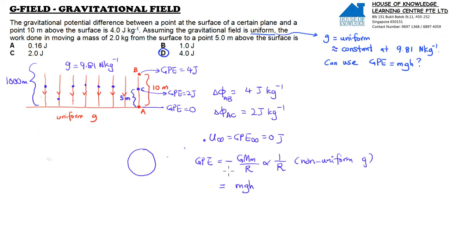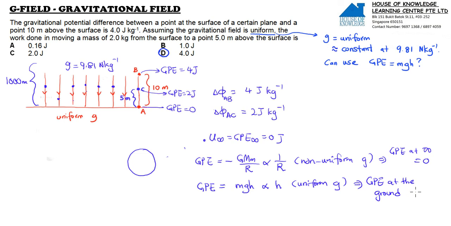For negative GMm over r, we take GPE at infinity equals 0. For a uniform field, we can safely say that GPE equals mgh, and it is actually proportional to h, which is the distance from the surface of the Earth. This is for uniform g. When we say the GPE at the ground is 0, I hope you can distinguish between them.